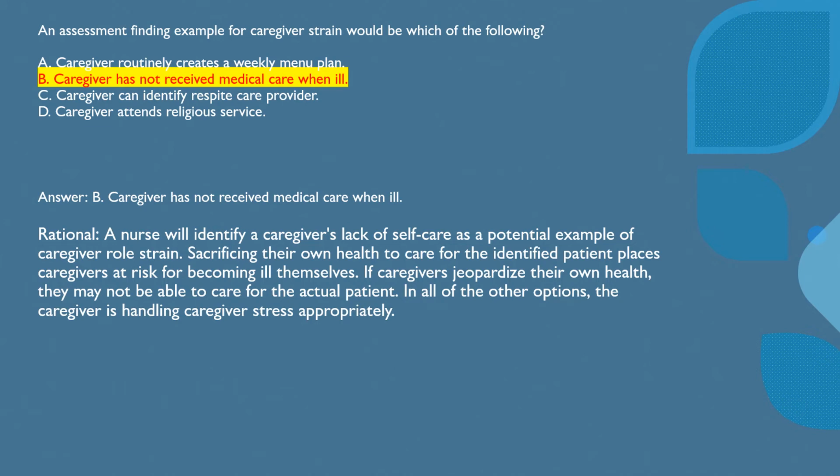Answer B. Caregiver has not received medical care when ill. Rationale: A nurse will identify a caregiver's lack of self-care as a potential example of caregiver role strain. Sacrificing their own health to care for the identified patient places caregivers at risk for becoming ill themselves. If caregivers jeopardize their own health, they may not be able to care for the actual patient. In all of the other options, the caregiver is handling caregiver stress appropriately.